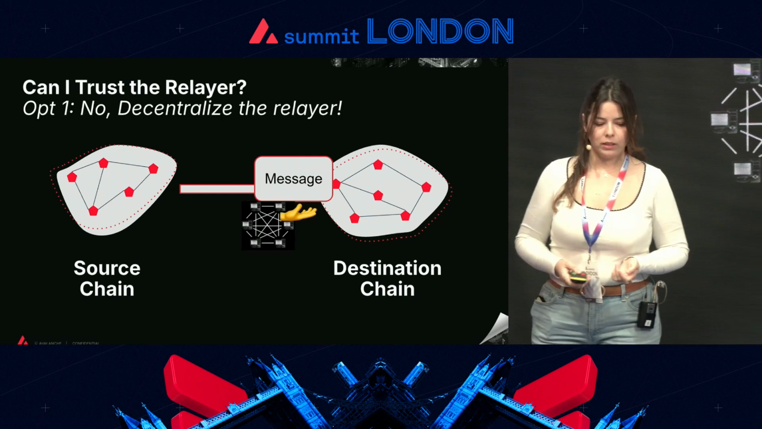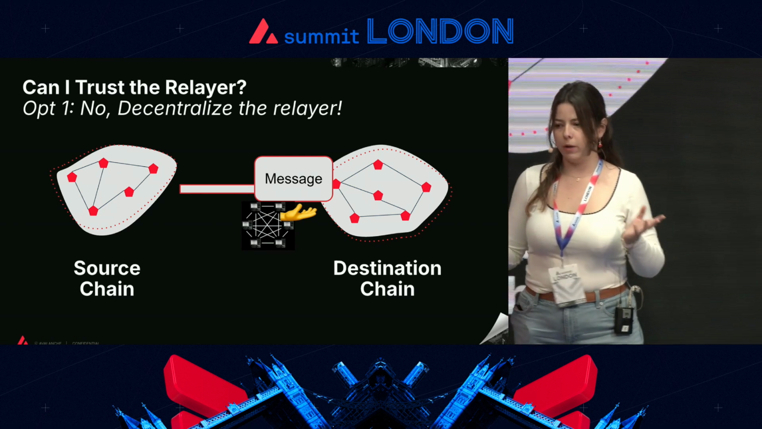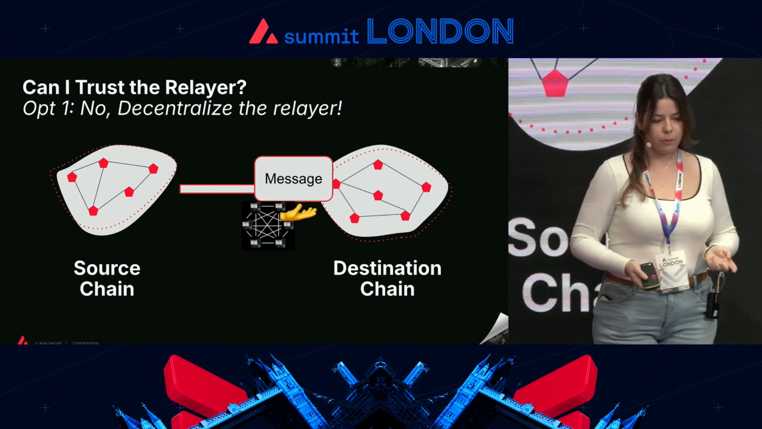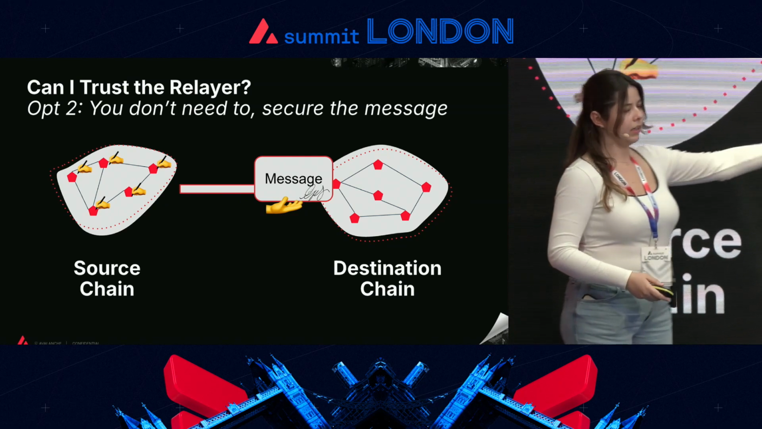And the first option is no, so let's decentralize it. So that is one way that we can solve the problem of trusting the relayer. The other way that we can do it is you don't really need to trust the relayer. You just need to sign the message.